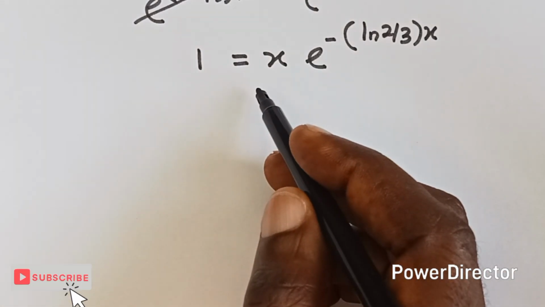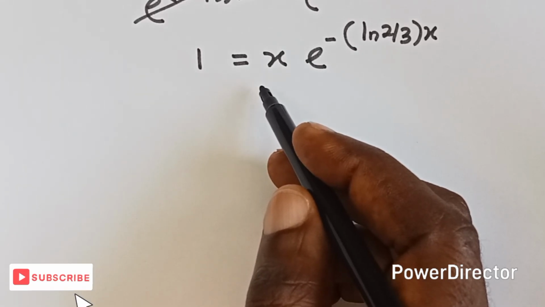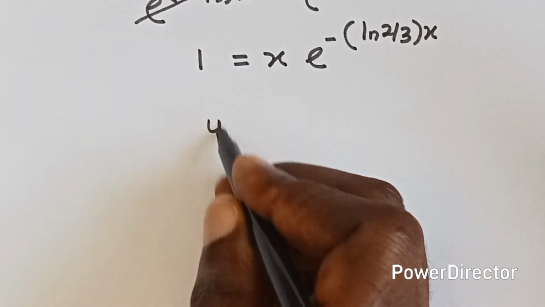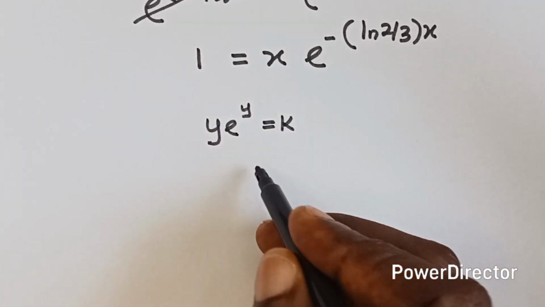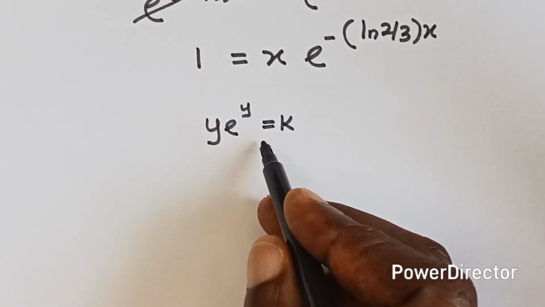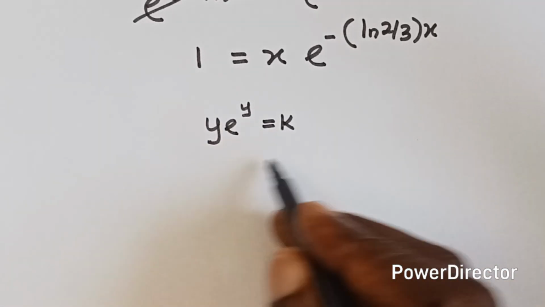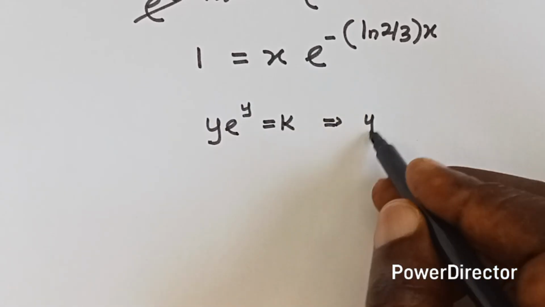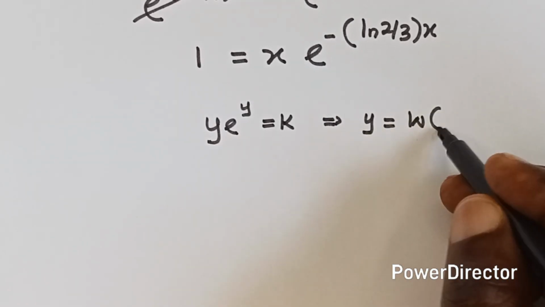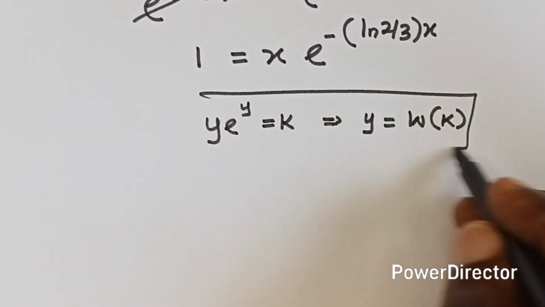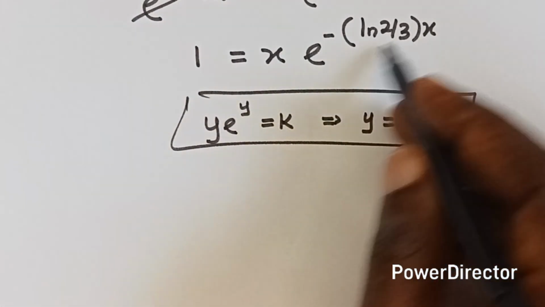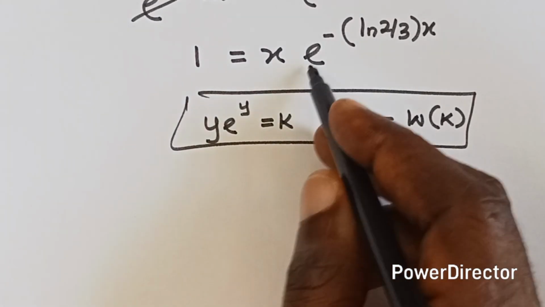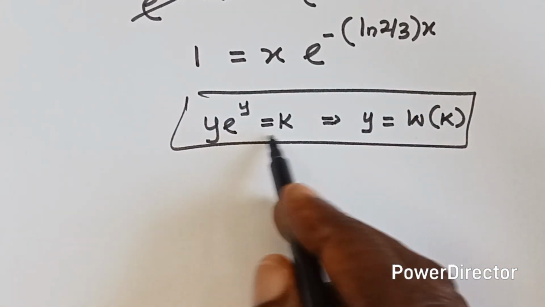All right, so you know that Lambert W function solves the equations of this form, y e raised to power y equals to k. It solves the equation of this form, and then by the time you have the answer, this becomes y equals to W of k. So this is when we introduce Lambert W function. We are going to write this in the form of this. We are going to make this look exactly like this.